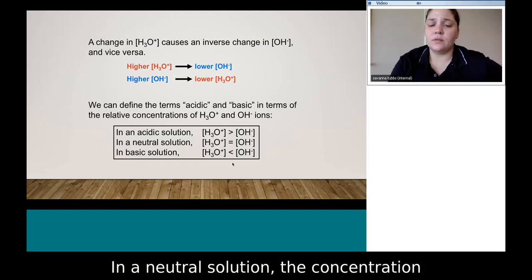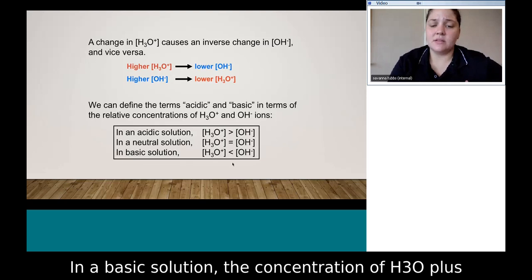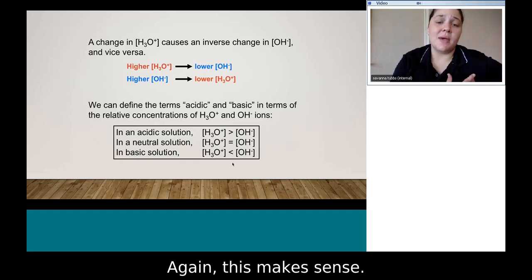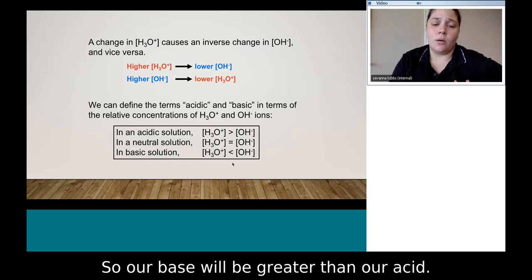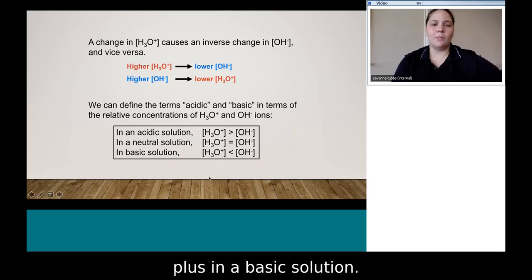In a neutral solution, the concentration of H3O plus and OH minus will be equal to each other. And in a basic solution, the concentration of H3O plus will be less than the concentration of OH minus. Again, this makes sense. So our base will be greater than our acid. So our OH minus will be greater than the H3O plus in a basic solution.